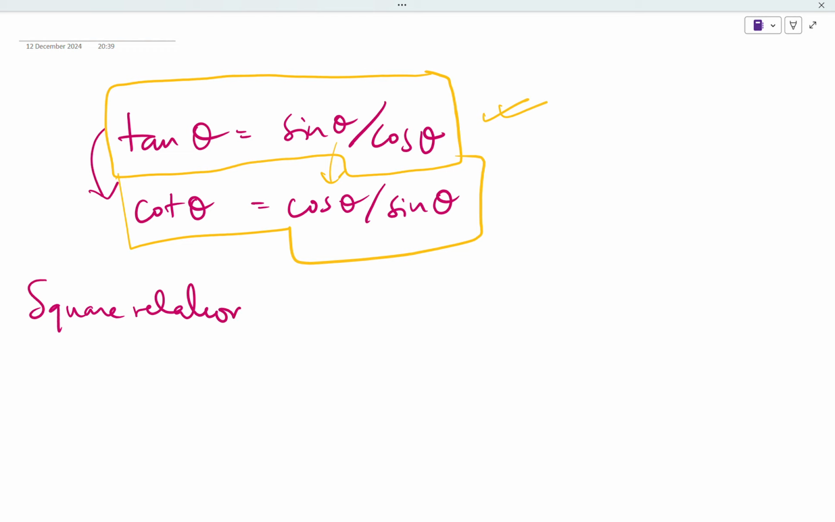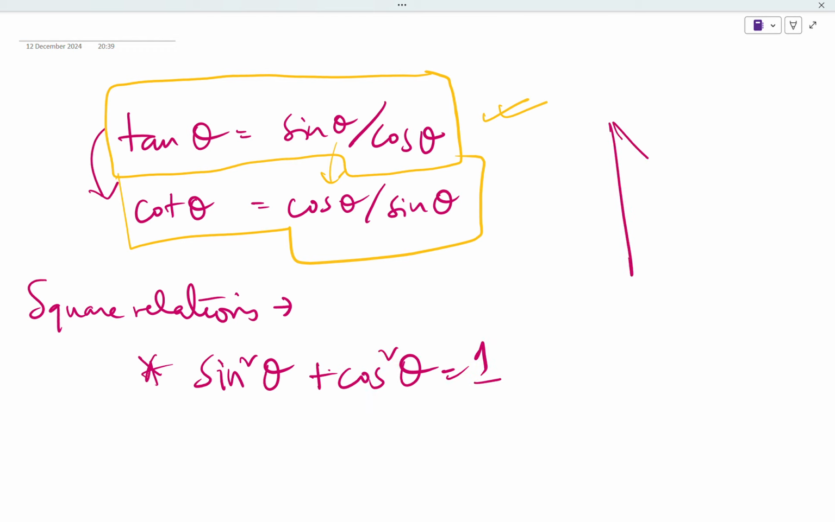I think this might be mentioned in your textbook also. First is that sine square theta plus cos square theta is equal to 1. And yeah, one more thing. If this is a right angle triangle, this is your theta. Theta is this acute angle. Now theta can also be this. Then in this case, this is your hypotenuse. This is your base, this is your perpendicular.